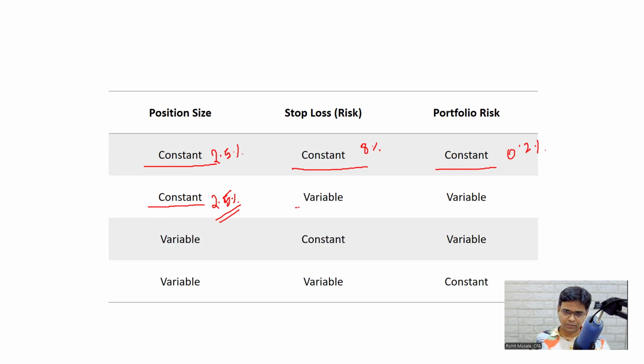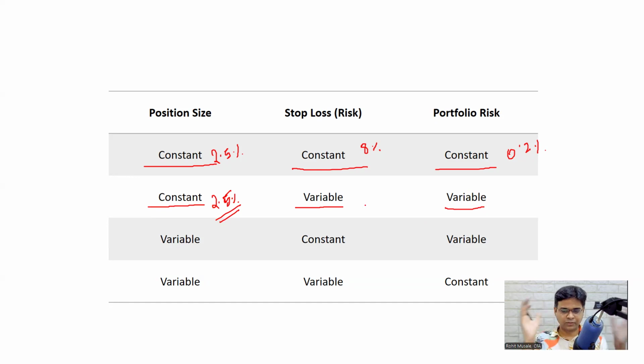Now, your stop loss is variable. So, obviously, constant multiplied by variable is going to be variable. Now, this is a tricky situation. Here, you are not taking the same amount of risk on all the five stocks that are there in your watch list. So, what's the advantage and disadvantage of this system?